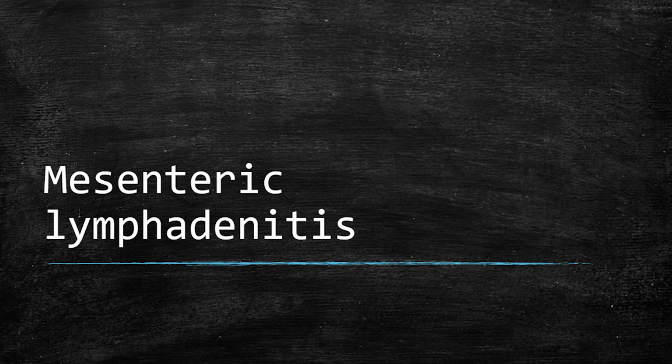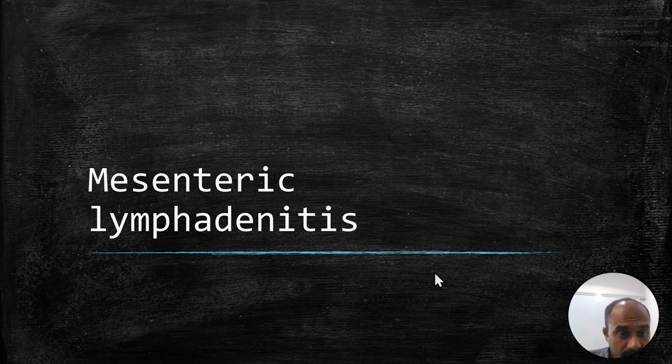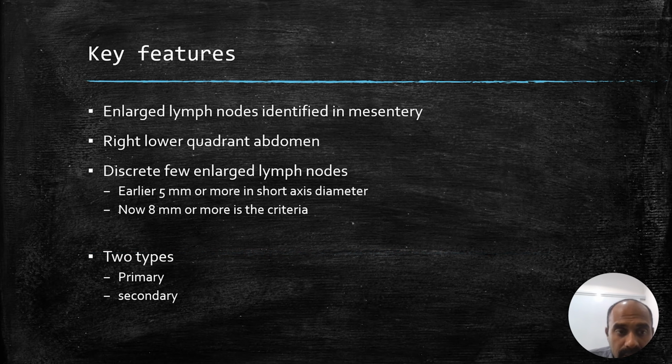So now let's have a look at what the findings are in mesenteric lymphadenitis. It is basically identifying enlarged lymph nodes in the mesentery. Okay, it is usually seen in the right lower quadrant of the abdomen. There are usually a few discrete enlarged lymph nodes.